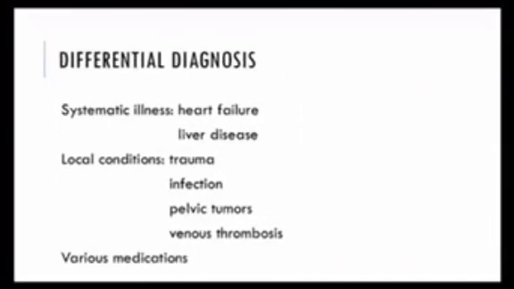Leg edema is a common problem in older patients, with a wide range of possible causes. The diagnosis can be narrowed down by categorizing the edema according to its duration, acute or chronic, distribution, unilateral or bilateral, and accompanying symptoms such as dyspnea, pain, thickening of the skin, and pigmentation. The differential diagnosis includes systemic illnesses such as heart failure, liver disease, malnutrition, and thyroid disorder, local conditions such as pelvic tumors, infection, trauma, and venous thrombosis, and various medications known to increase the risk of edema of the lower extremities.